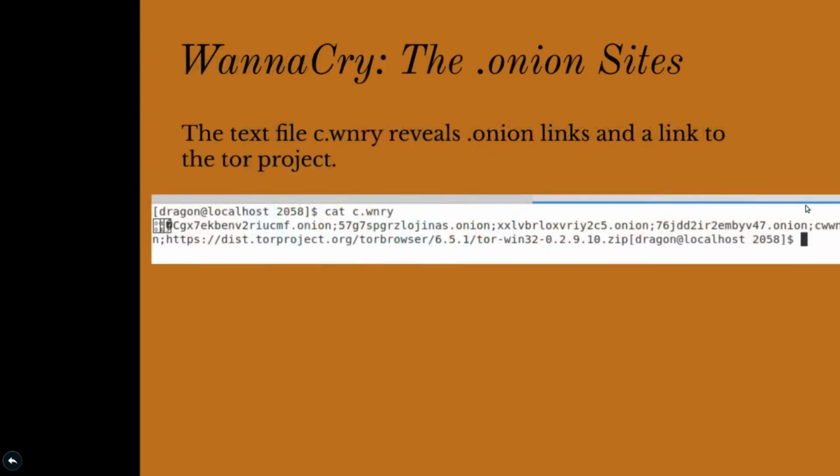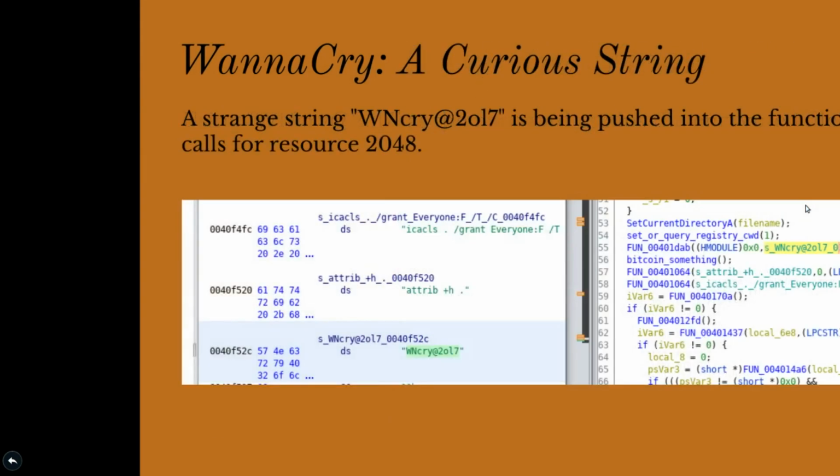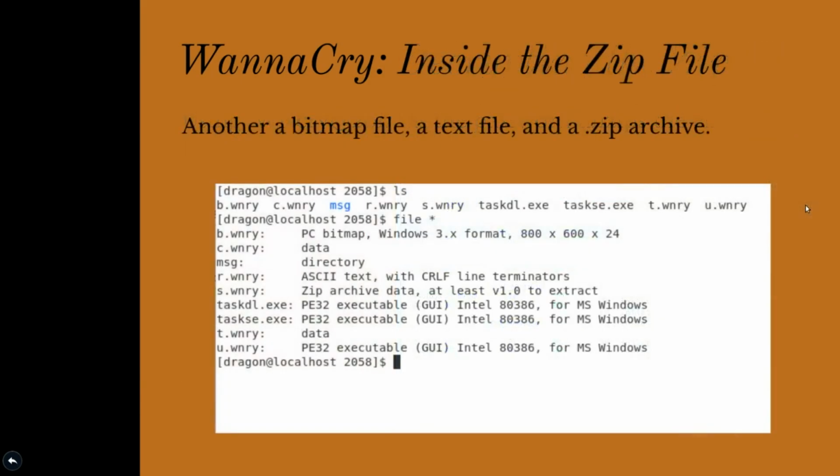Okay, so we found the WannaCry malware within resource 2058, in an encrypted zip file.